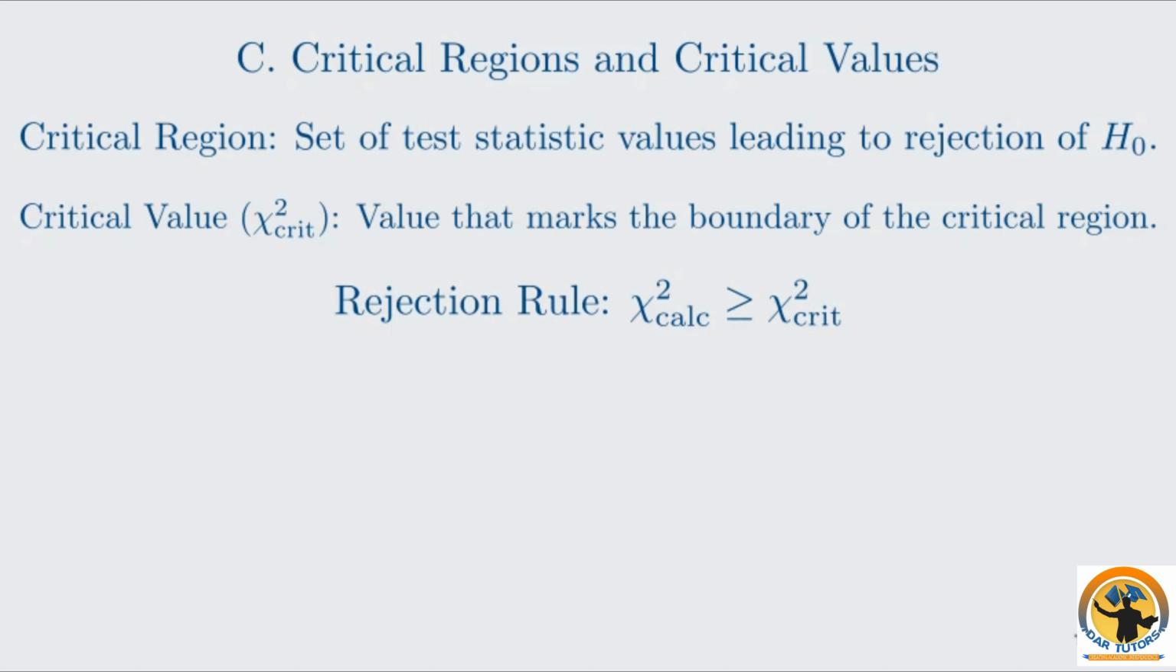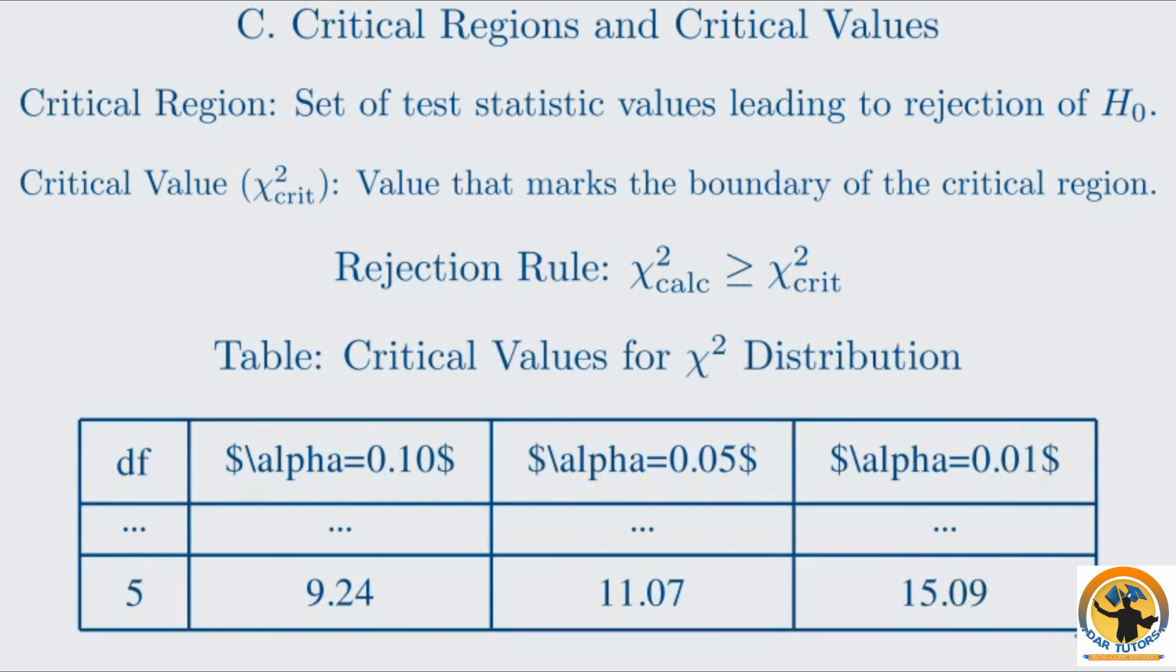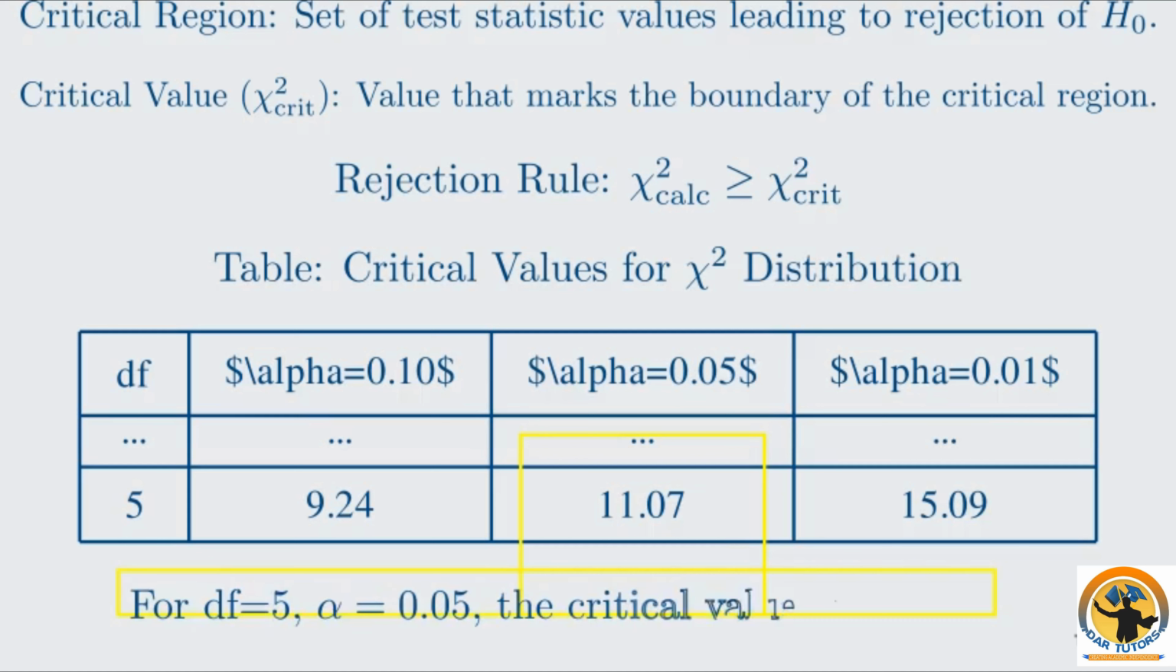We use a table of critical values. This table is organized by degrees of freedom and significance level. Let's use the table from your notes. In our first example, we tested Rico's dye at a 5% significance level, α equals 0.05, with 5 degrees of freedom, df equals 5. We find the row for 5 degrees of freedom and the column for a 0.05 significance level. The value at their intersection is 11.07. This is our critical value.